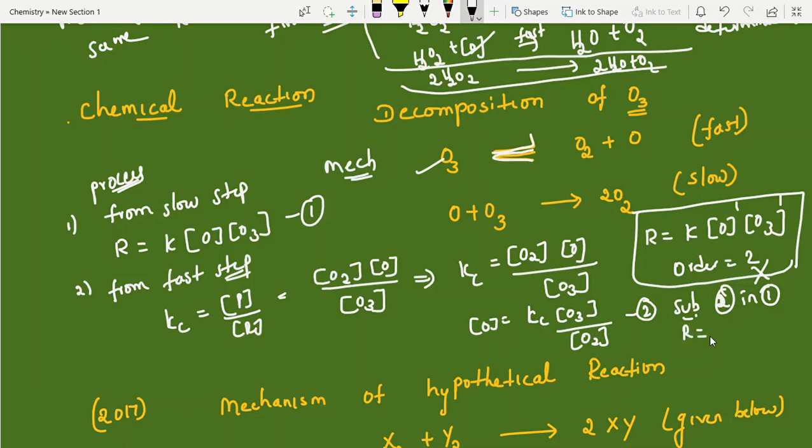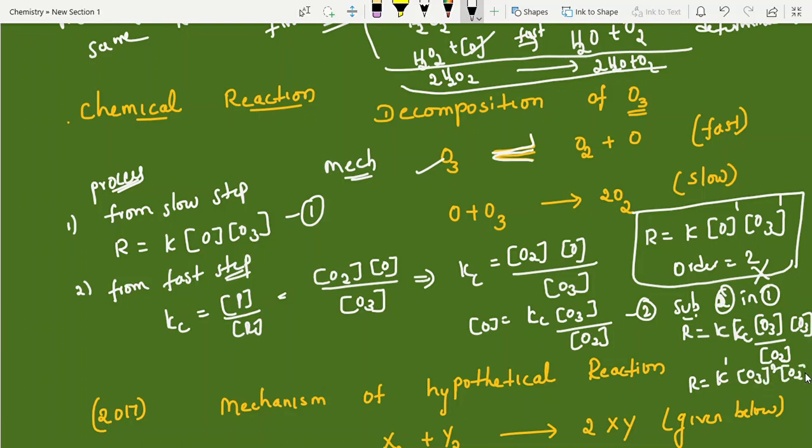R equal to K into, instead of oxygen concentration, you can substitute this one. K into Kc into O3 by O2, and as it is, next to this one, you can write O3. So then you can write the final one, K into Kc. You are taking one more constant, K dash, next O3 square, and this is what?